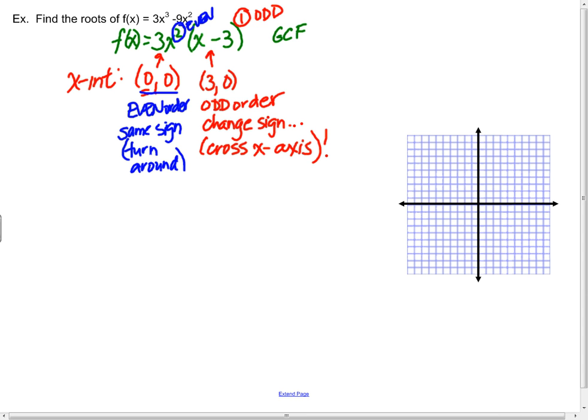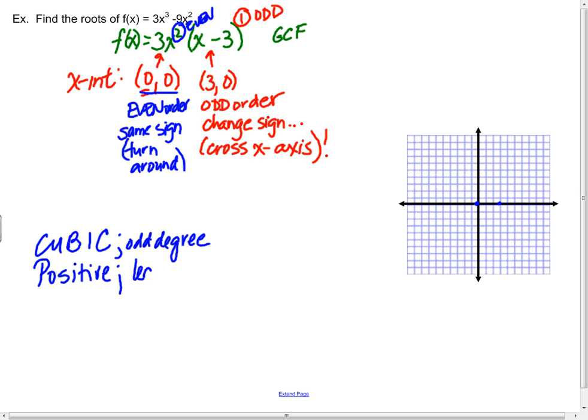Okay, let's have a look at our graph. We know that we have an x-intercept at 0 and at 3. We know that at 3 it's an odd order, so the function is going to pass through it. And we know that this is a cubic, that is an odd degree, and it has a positive leading coefficient.